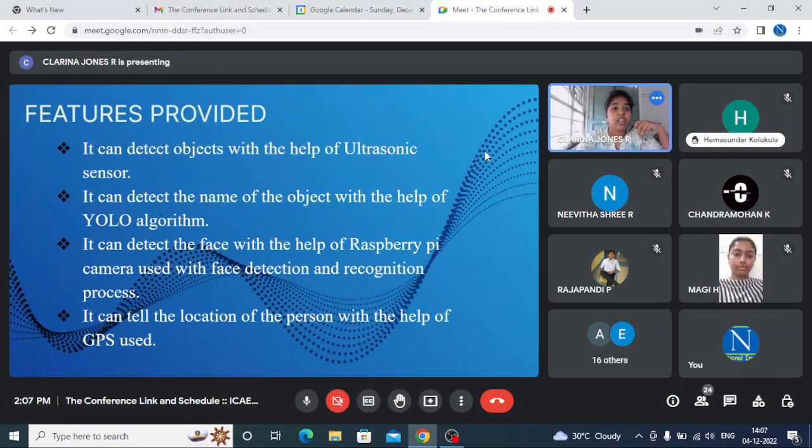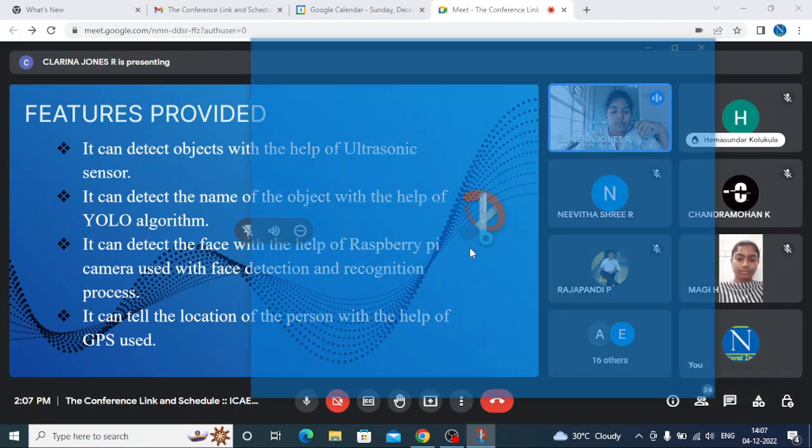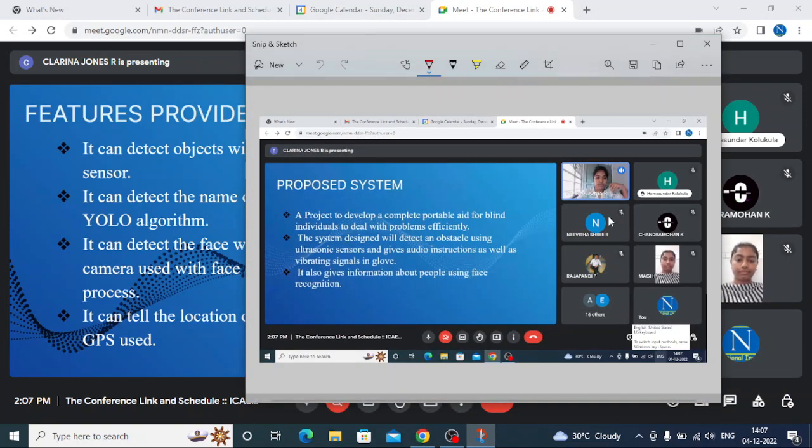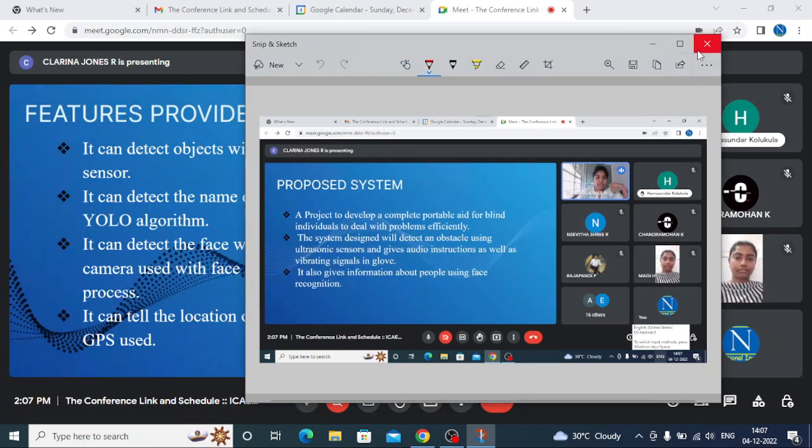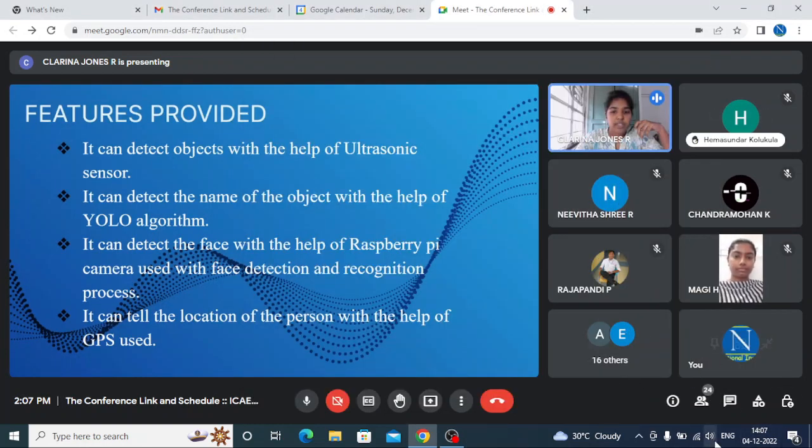Features proposed: it can detect objects with the help of an ultrasonic sensor. It can detect the name of the object with the help of the YOLO algorithm. It can detect the face with the help of a Raspberry Pi camera used with the face detection and recognition process. It can tell the location of the person with the help of GPS.